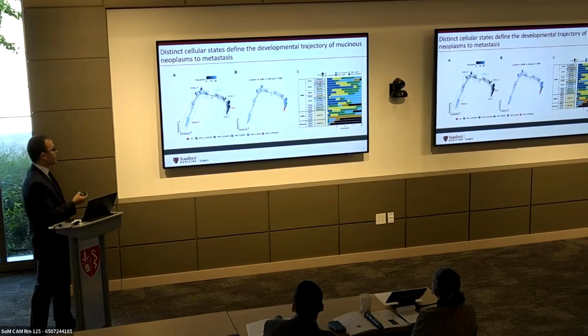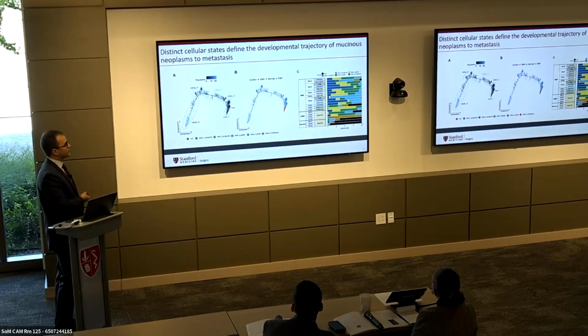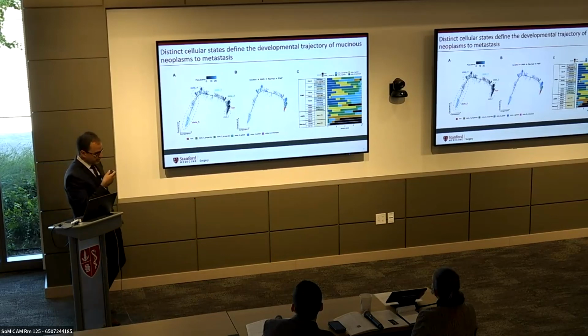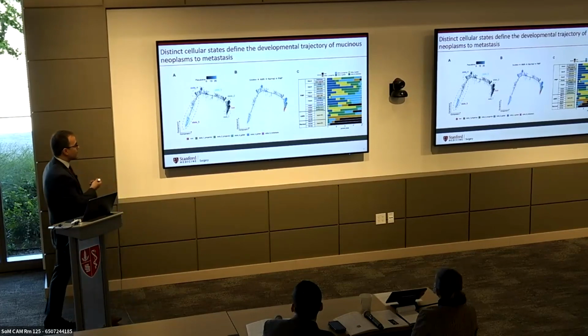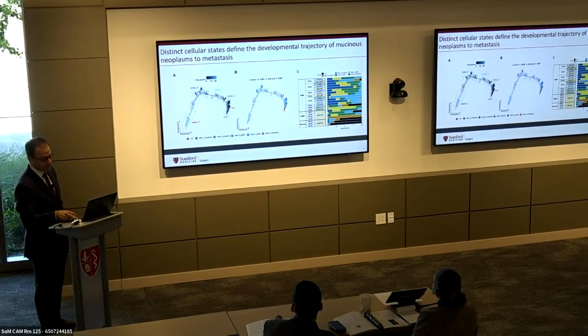So now that we have found all these different states, the next question was, what are the different signaling or cellular activation pathways that are happening to get to state 5? And can we find any novel pathways that we can target pharmacologically in the future?